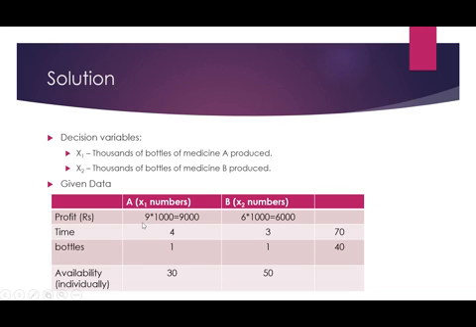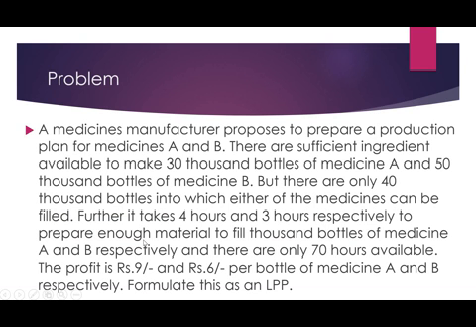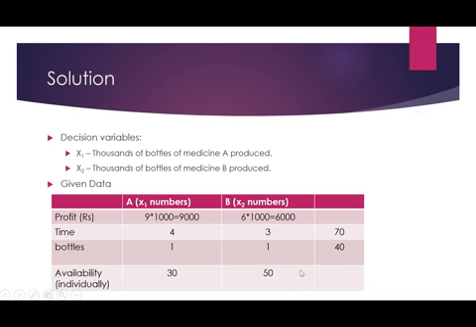Profit rupees 9 and rupees 6, but it is rupees 9 and rupees 6 per bottle. But the unit that we have considered is 1,000 bottles. Therefore, 9 into 1,000, 9,000. Profit for medicine B, 6 into 1,000, 6,000. Fine. Coming to the time constraint, 4 hours for medicine A, 3 hours for medicine B. Total duration available is 70 hours. Okay. Now coming to the bottling.